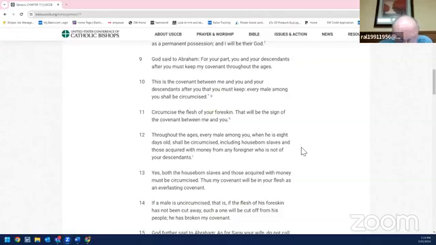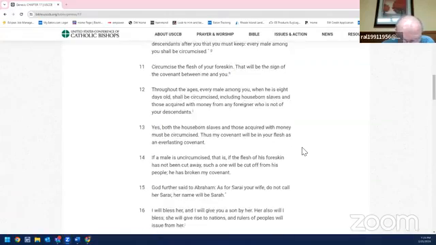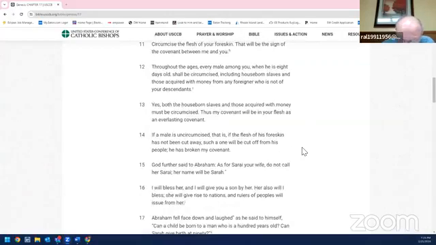And Genesis 17:11-13: Circumcise the flesh of your foreskin. That will be the sign of the covenant between me and you. Throughout the ages, every male among you when he is 8 days old shall be circumcised, including house-born slaves, and those acquired with money from any foreigner who is not of your descendants. Yes, both the house-born slaves and those acquired with money must be circumcised. Thus my covenant will be in your flesh as an everlasting covenant.